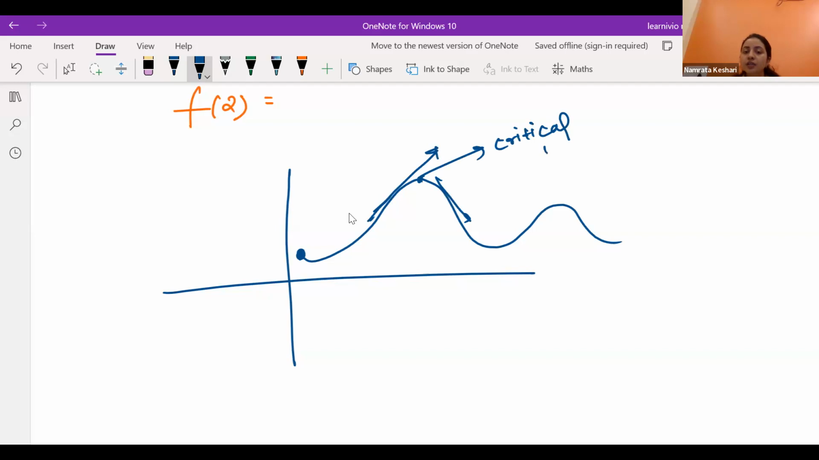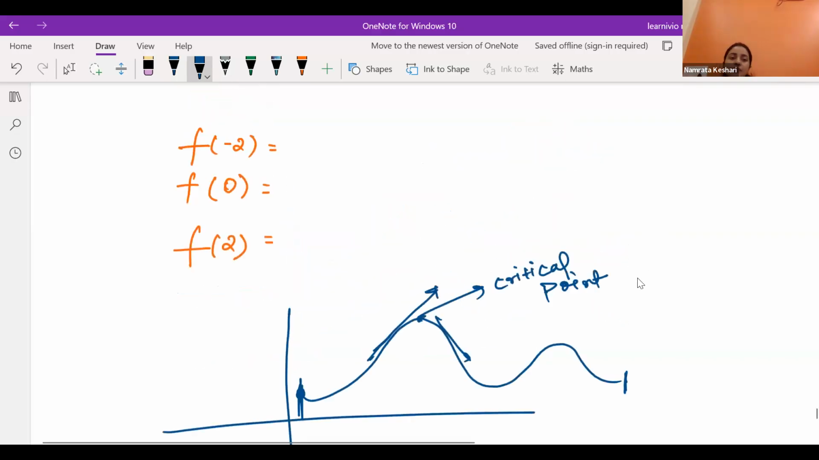Since it is a function, we don't have to worry about all the other points, because it must be a smooth function. We just have to check the extreme edges and the point where the graph is changing its nature, that means the critical point. Getting it, Fatima? Okay.